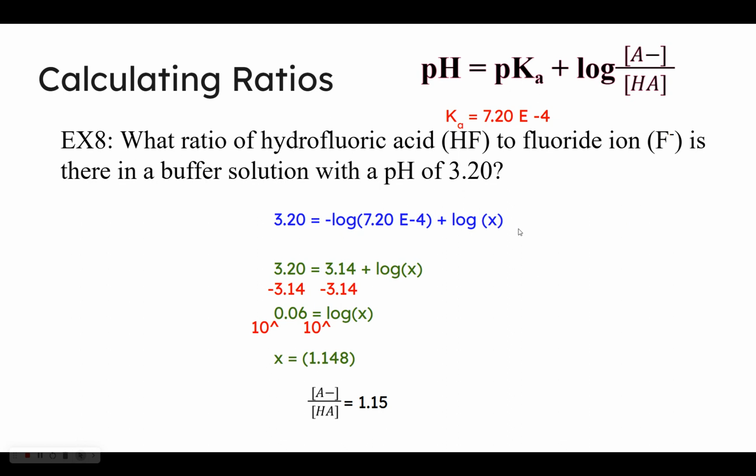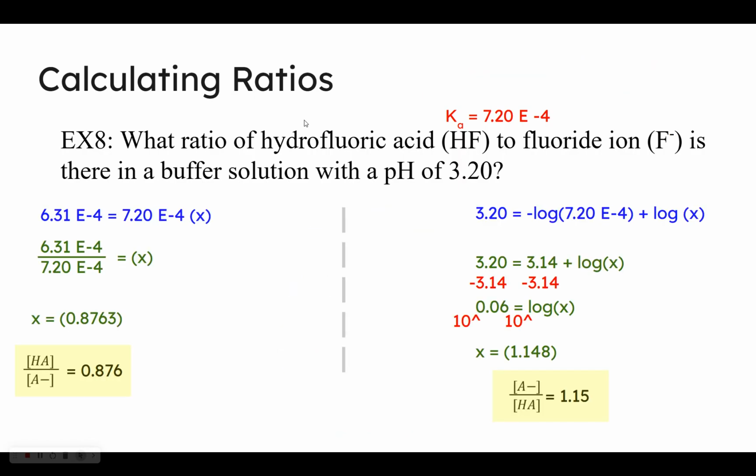Now, you might notice this is a different number for my ratio than my previous calculation, but that's because this is the opposite ratio. This is technically my conjugate base to acid ratio instead of my acid to conjugate base ratio. And I'm going to go ahead and put these side by side so we can compare them. You can definitely see there's more algebra, more work involved in that second method than the first.